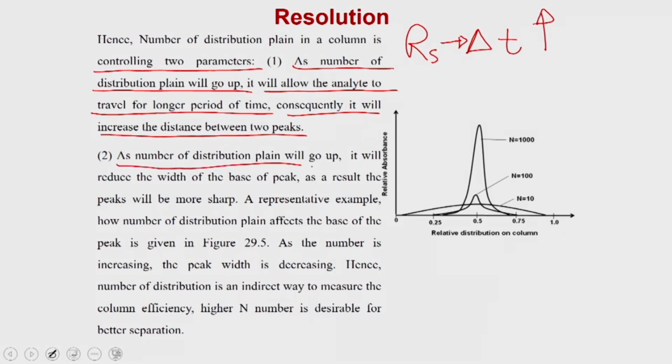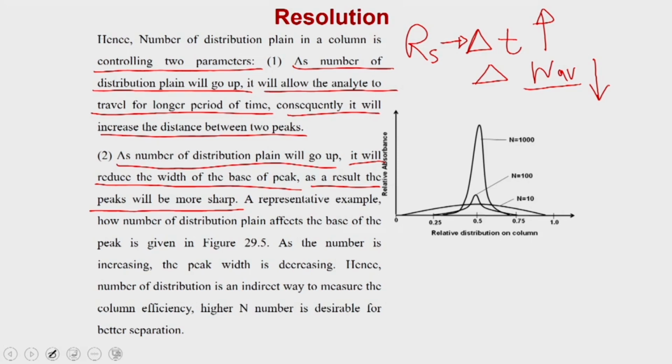Now, as the number of distribution planes goes up, it reduces the width of the base of a peak. As a result, the peak becomes sharper, which means it lowers the W of a peak, and eventually lowers the W average between the two peaks, which means it is going to increase the resolution, because the resolution is inversely proportional to W average.